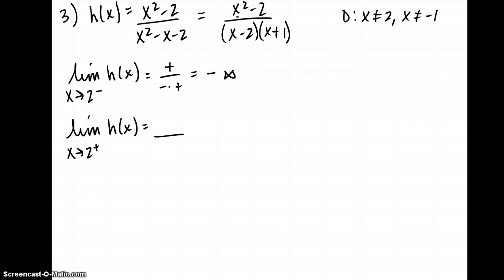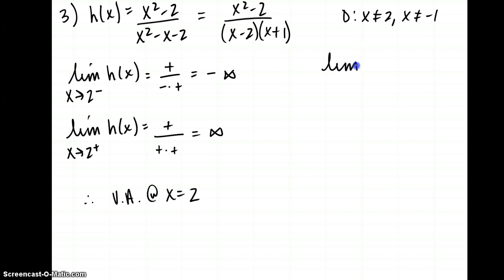2 from the right, 2.1 squared minus 2, that would give me a positive value. 2.1 minus 2 is a positive, times another positive. So from the right-hand side of 2, the limit would approach positive infinity. Therefore, vertical asymptote at x is equal to 2.